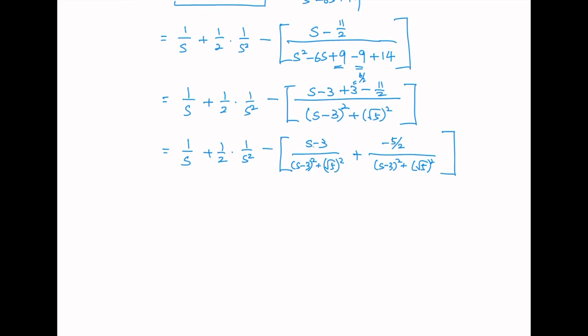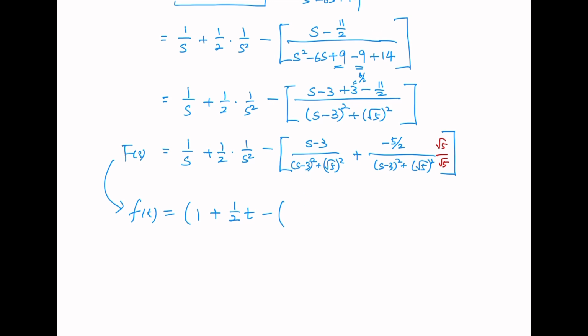The first term is cosine with s minus 3. However, for the second, for the sine, we need to match with the k value. So what we can do, we can multiply square root of 5 at the numerator, square root of 5 at the denominator. Then now we can take the inverse Laplace transform from here. That is f of t equals 1 plus 1 over 2 t. Now we have a minus. The first term is cosine.